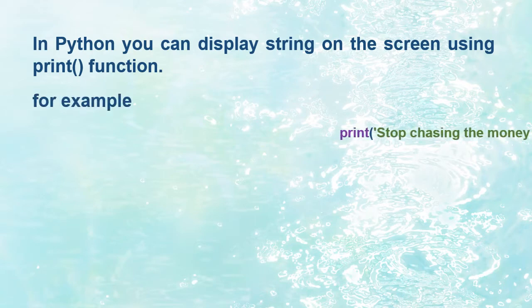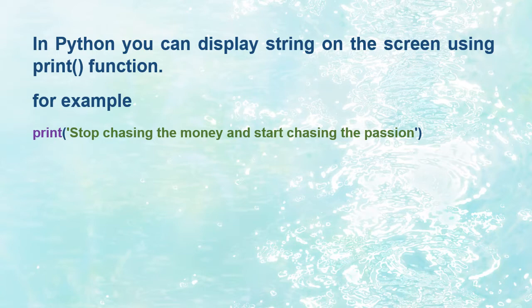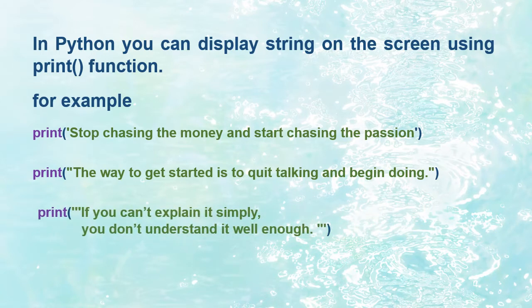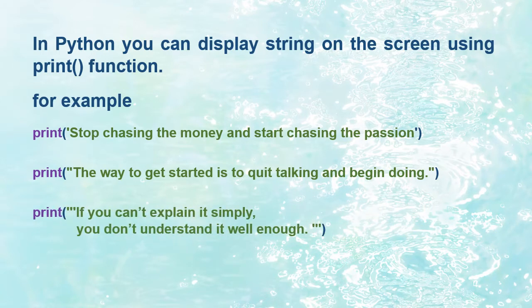For example, print "Stop chasing the money and start chasing the passion." This string is enclosed in single quotes. In this example, "The way to get started is to quit talking and begin doing." This string is enclosed in double quotes. In the third statement, "If you can't explain it simply, you don't understand it well enough." This string is enclosed in triple quotes. With the help of triple quotes, you can write multi-line strings.